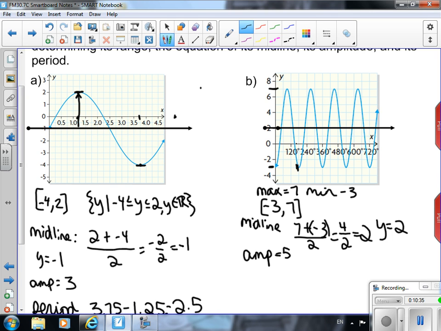It's at 180. So starting at 180, a complete period would go all the way up and then back to that point where we started. So the next such point would be at 360. So the distance between 180 and 360 is 180. So the period, to complete one full cycle, is 180 degrees.